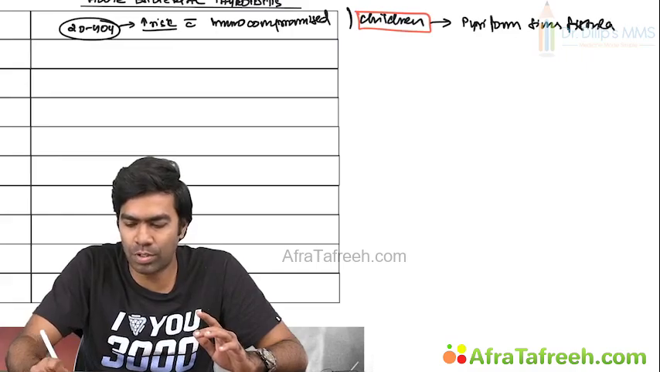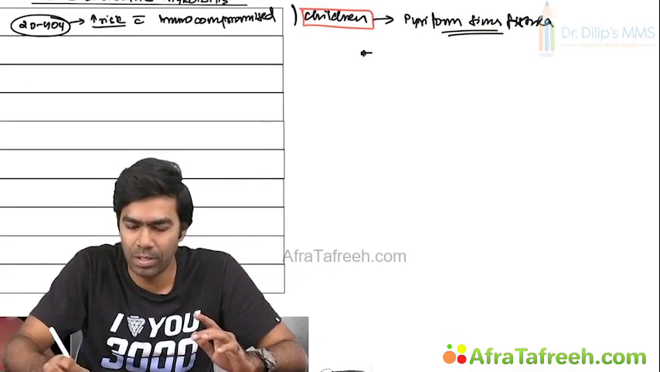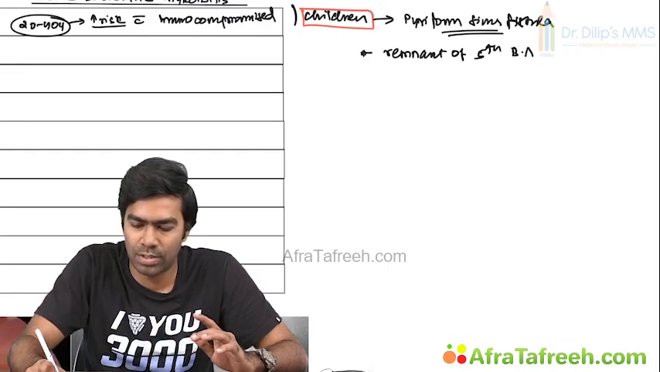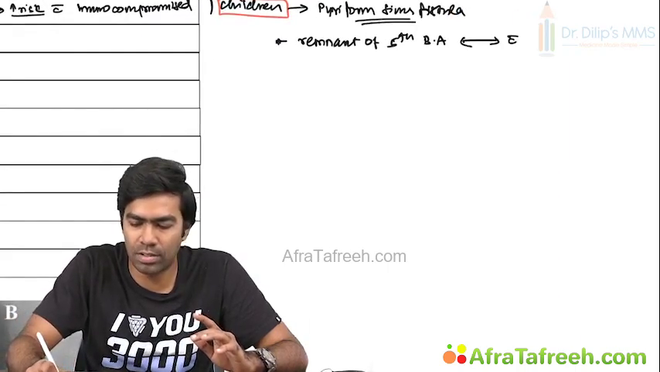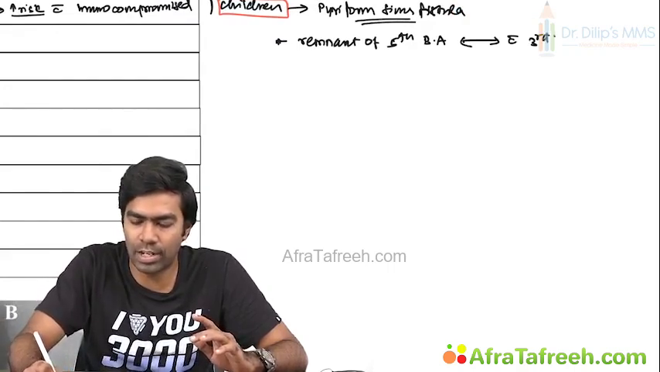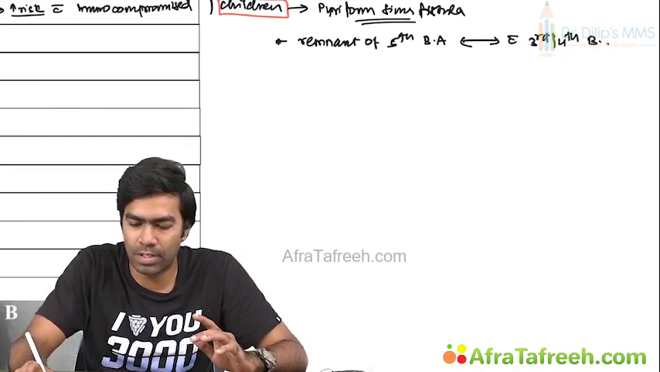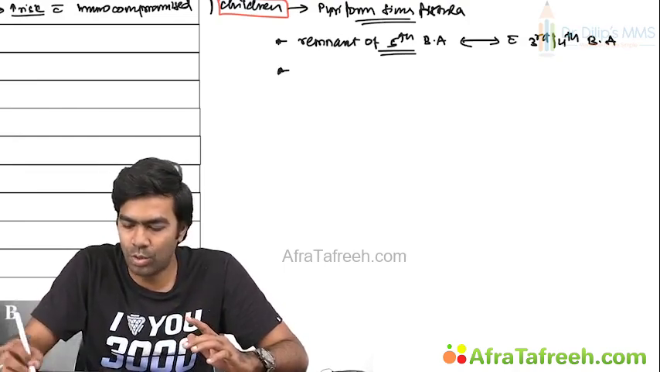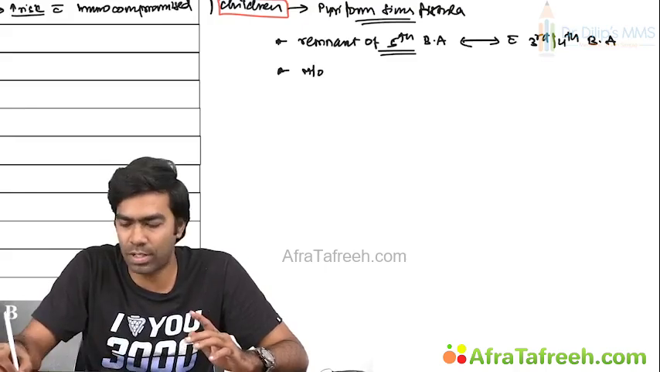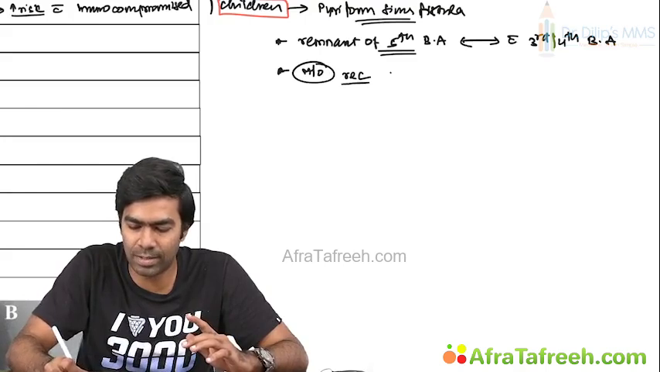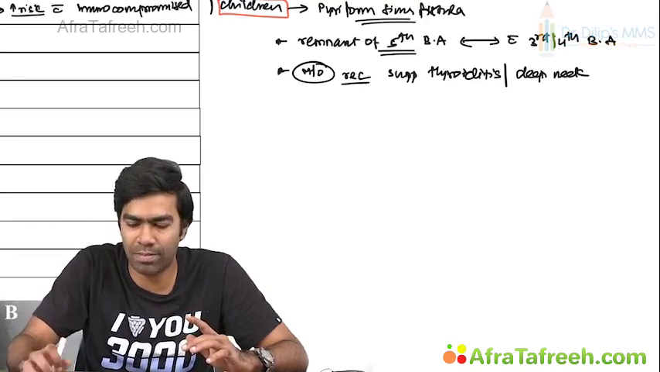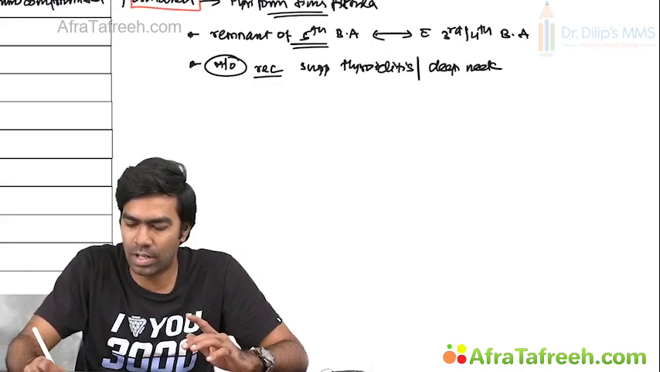So let me tell you a few points on pyriform sinus fistula. Remember, it is considered to be a remnant of the fifth branchial arch that is communicating with the third and fourth branchial arch. But even though this etiology is very controversial, it is thought to be a remnant of the fifth branchial arch communicating with the third and fourth branchial arch. Usually you can suspect this pyriform sinus fistula if you have a history of recurrent bacterial or suppurative thyroiditis, or if the child is suffering from a deep neck space infection like parapharyngeal abscess or retropharyngeal abscess.